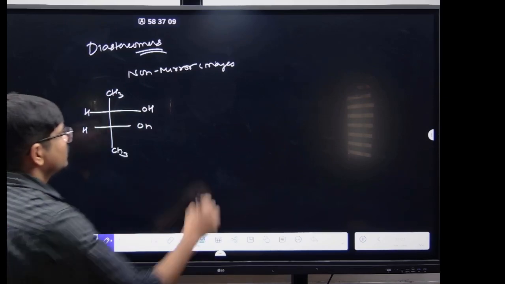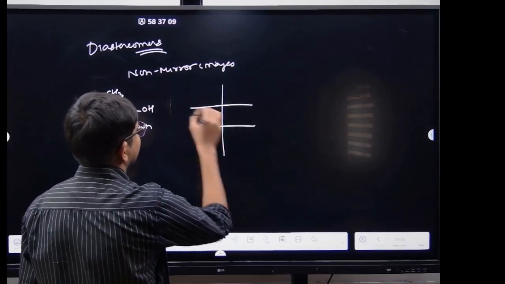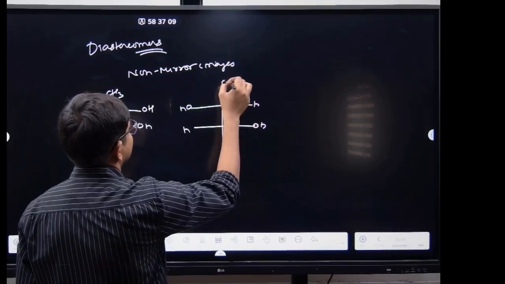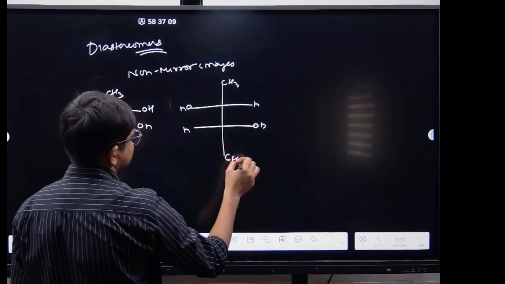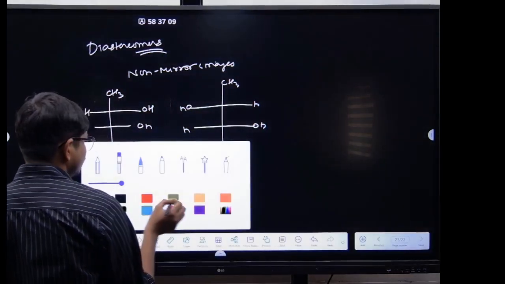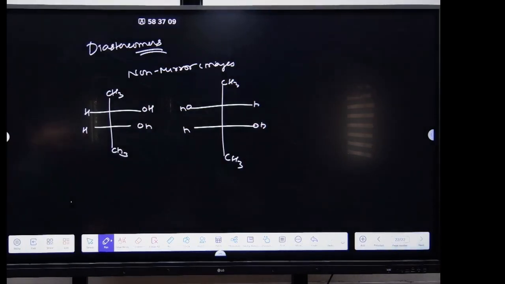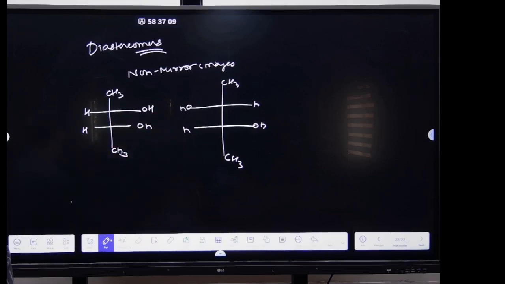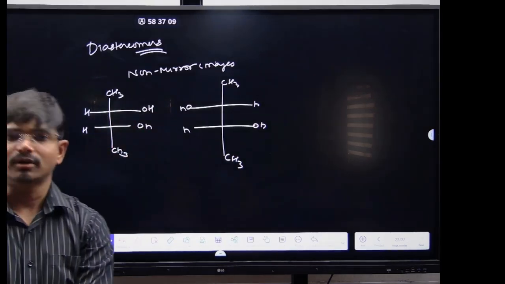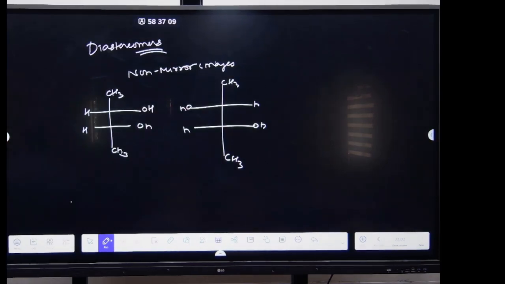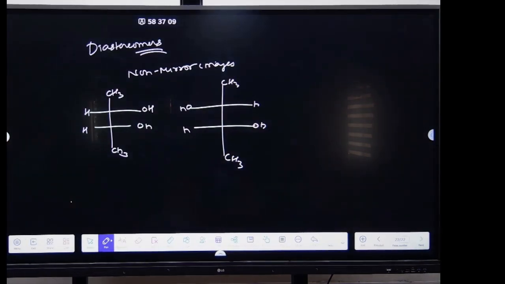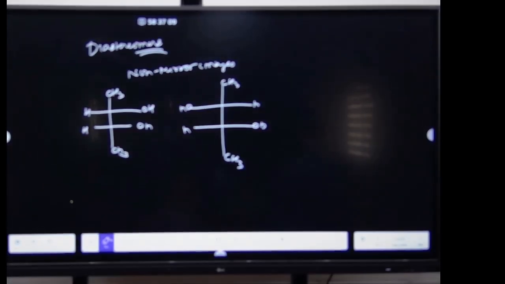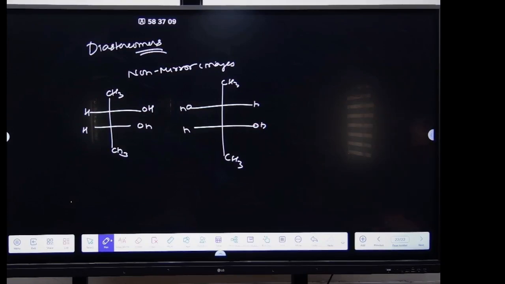Now see, suppose I write the compound as OH, OH, H and the CH3 and the CH3, isn't it? So see here, if you look at this compound, you will see that both are not mirror images, right? They are not mirror images at all. So these are basically diastereomers. In enantiomers, they are non-superimposable mirror images, right? And these are non-mirror images.